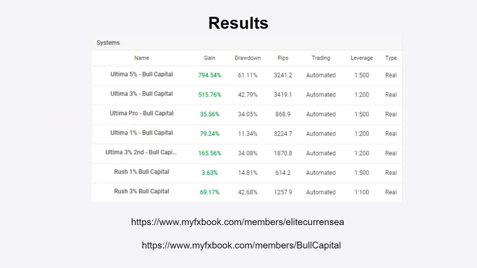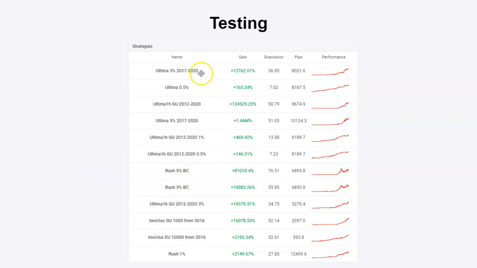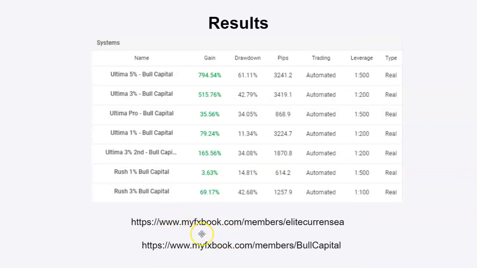We also have testing done from the past, as you can see, and these are the results. You can find these testing results as well on the MyFXBook profiles of Elite Currency and from Mislav, and you can access and check out the data. But these are the rough results here, the total results, I should say, with the drawdown and the number of pips for each of these systems and risk levels. Once again, you can find that at the MyFXBook profile for both of us.